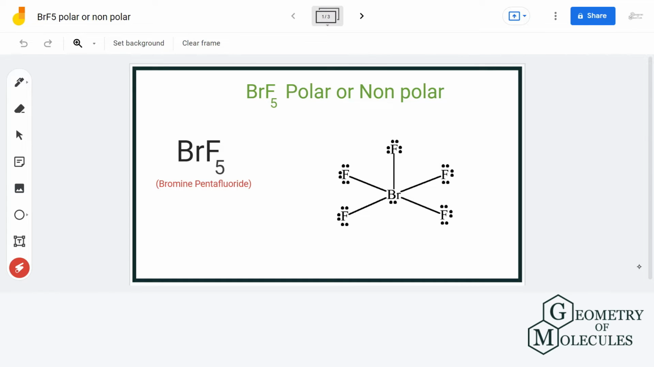So this is the Lewis structure of BrF5. You can clearly see that central atom bromine has formed 5 sigma bonds with 5 fluorine atoms and also has one lone pair of electrons on it.